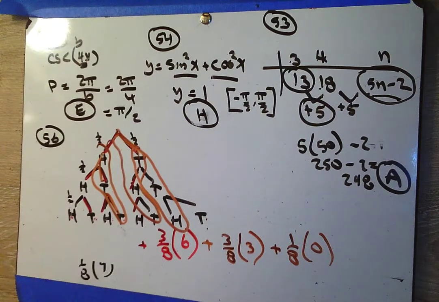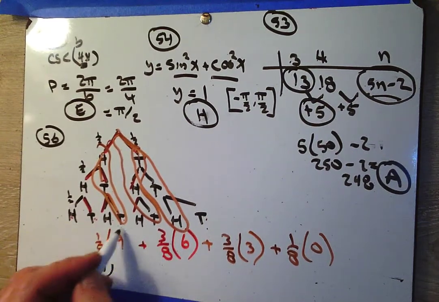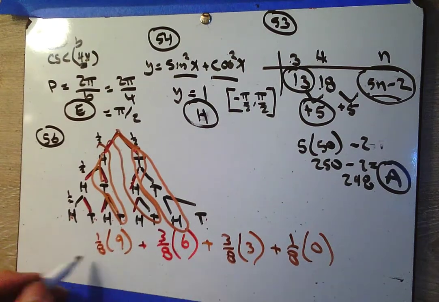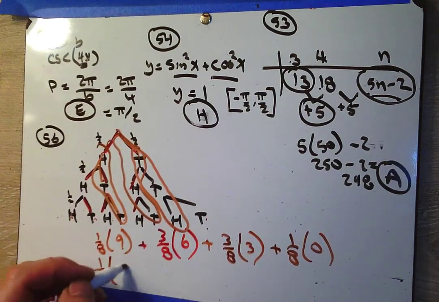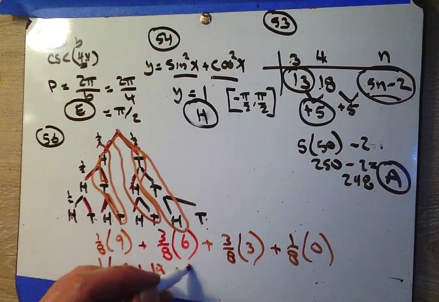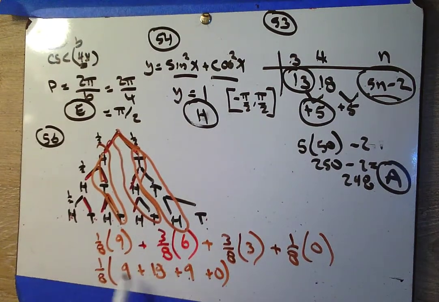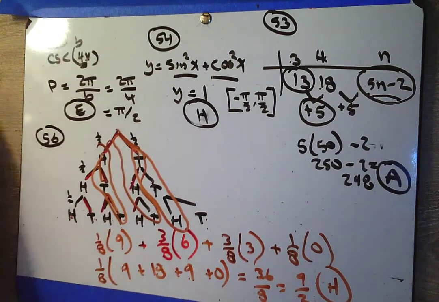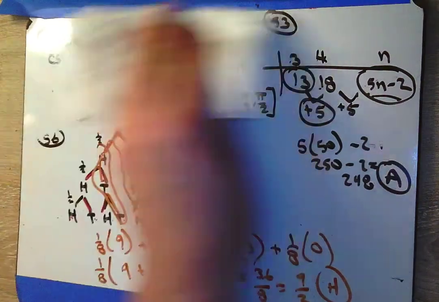So we're adding up 1/8 times 9, plus 3/8 times 6, plus 3/8 times 3, plus 0. Okay, I'm going to factor out the 1/8 to make my life a little easier. I'm going to have 9 plus 18 plus 9 plus 0. That's 36 over 8. I can divide 4 into each of those, which gives me 9 over 2, or 4.5 points, and that's choice H. H was my expected value in 56. Okay. 57.